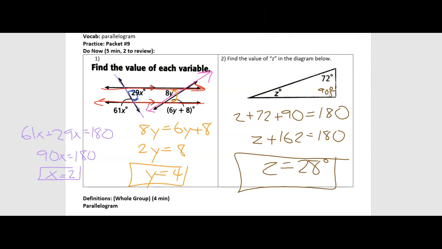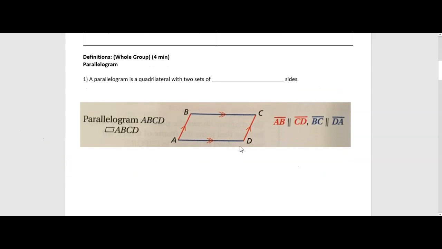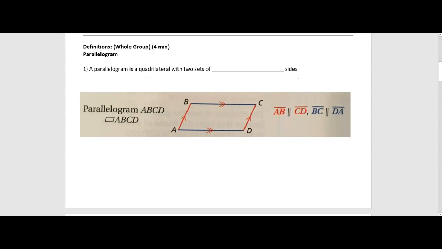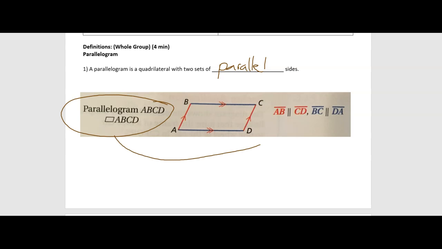Okay, let's now move on and start our discussion on parallelograms. So a parallelogram, put quite simply, is a quadrilateral with two sets of parallel sides. Parallelogram, it has the word parallel in it. It's because opposite sides are parallel. So this is a definition that you are going to be able to use in proofs. If you know that something is a parallelogram, well, you can say that opposite sides are parallel.